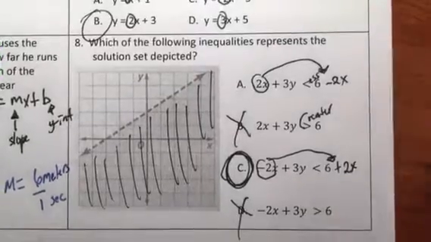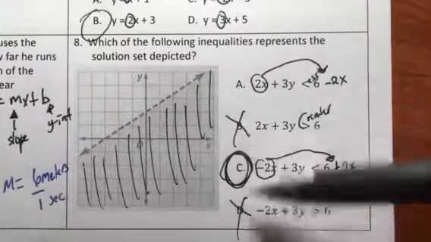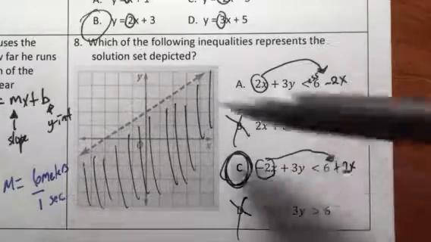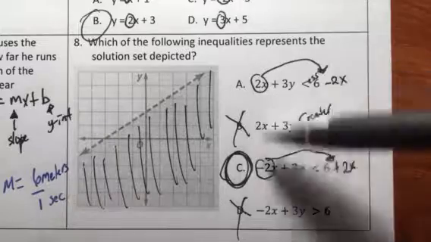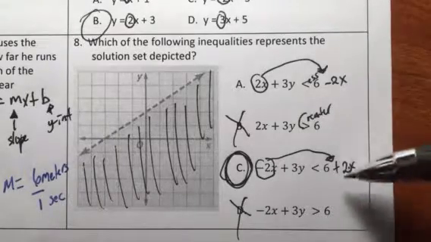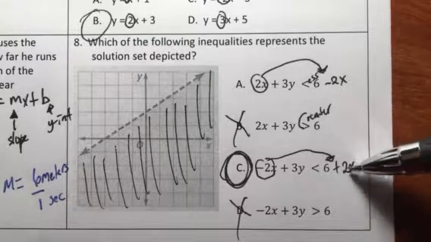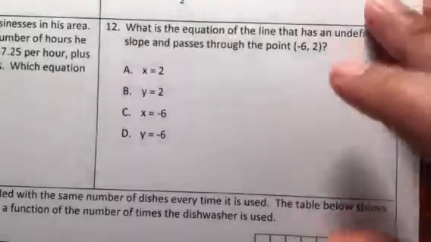Just to clarify one more time, I got rid of B and D because they were greater than and shaded above. And then I knew the answer was C because if I were to solve for y, this was the one that would give me the positive slope. So it's kind of a shortcut, what I've done. Okay, number 9.